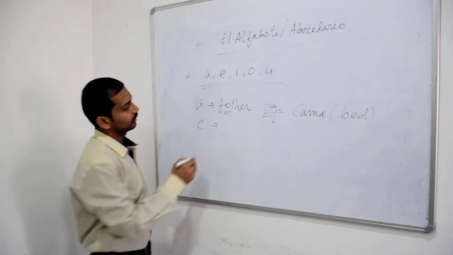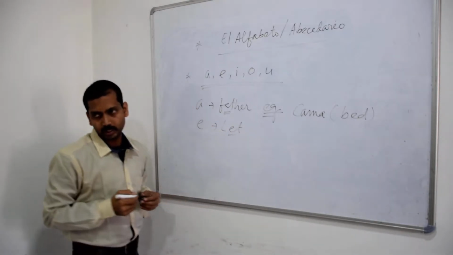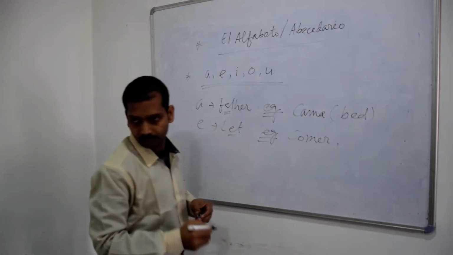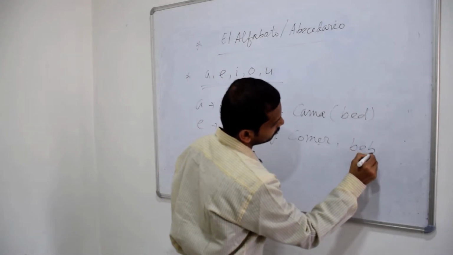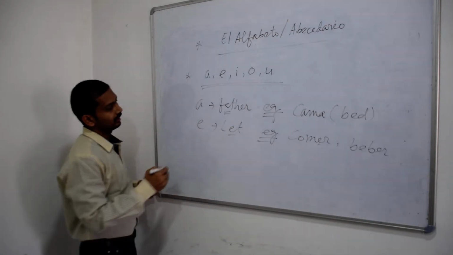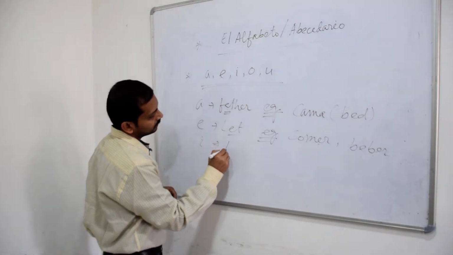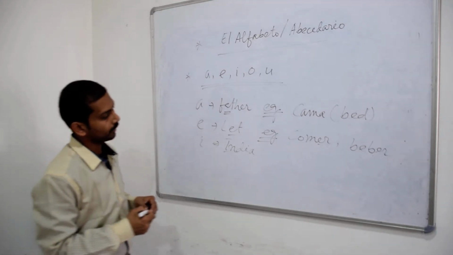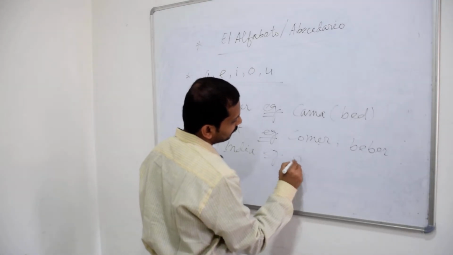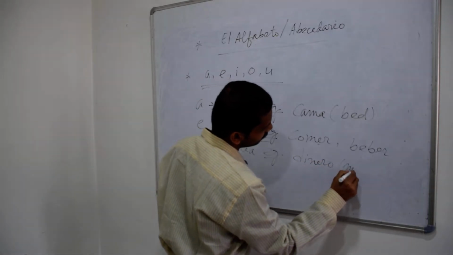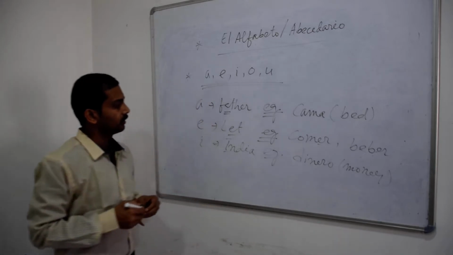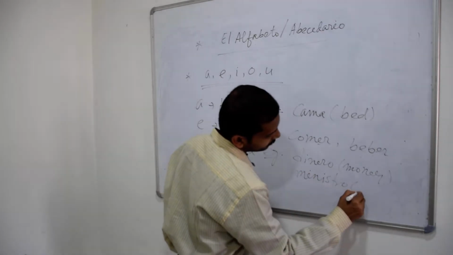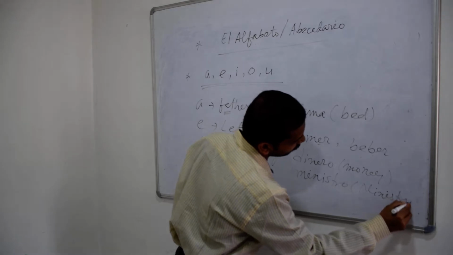E, like leg in English. For example, comer, beber. I, like E in India in English. For example, dinero. Dinero means money. Ministro. Ministro means minister. Okay.